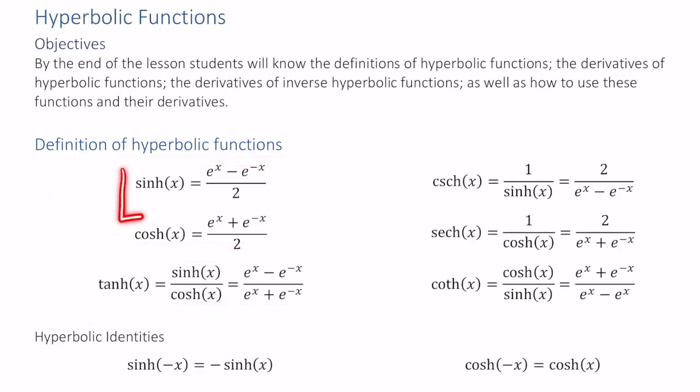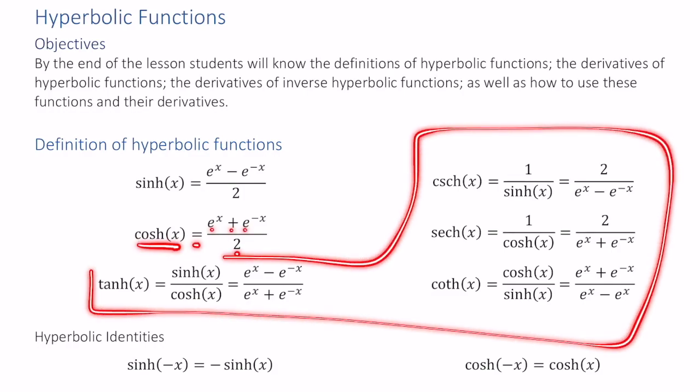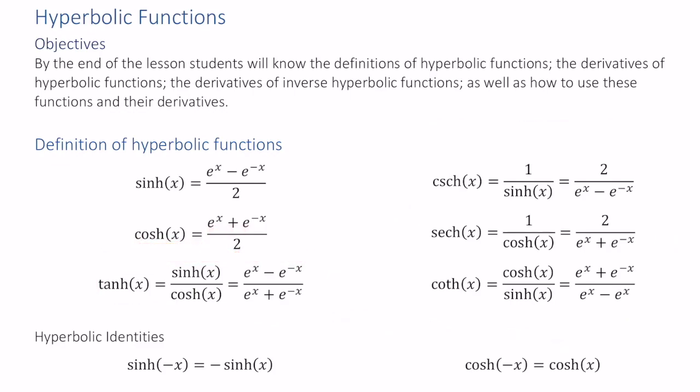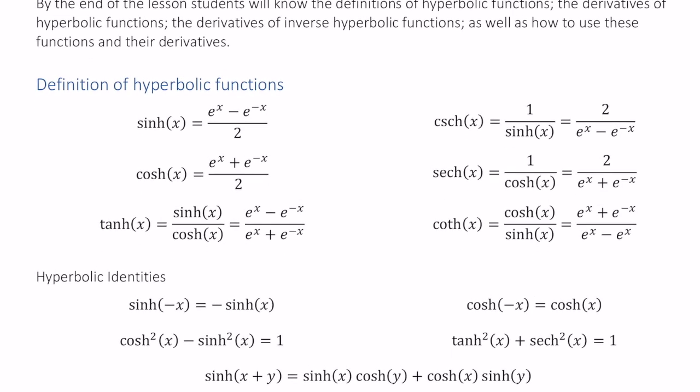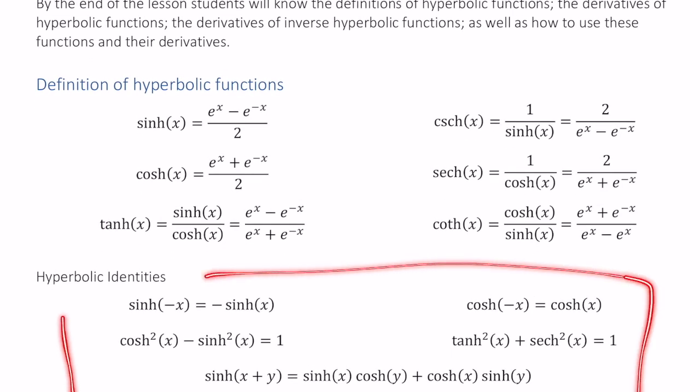So that's hyperbolic sine, also known as sinh. Sinh x is equal to e to the x minus e to the negative x divided by 2. Hyperbolic cosine, that is cosh x, is equal to e to the x plus e to the negative x divided by 2. And the rest of these can be derived just by knowing the definitions of sinh and cosh. We also have these hyperbolic identities that are really similar to what you've seen in trig.